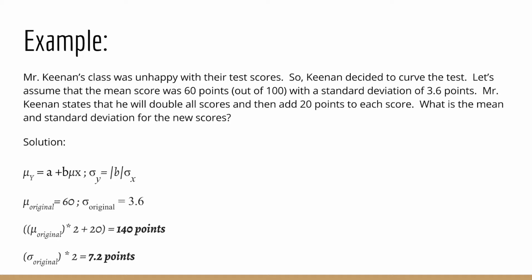What is the mean and standard deviation for the new scores? All we're going to do is multiply by 2 and then add 20 to reach a new mean of 140 points. And then for the standard deviation, we are simply going to multiply by 2 to get 7.2 points. We don't need to add 20 here because we are just looking at spread.